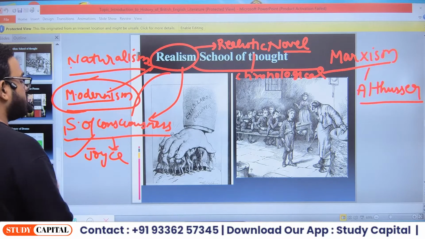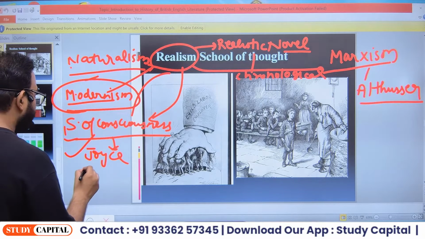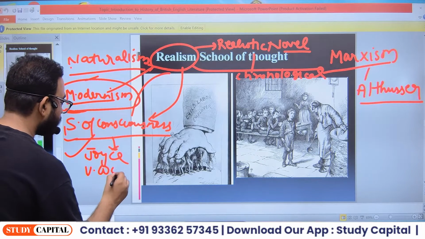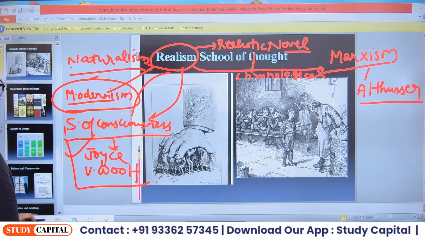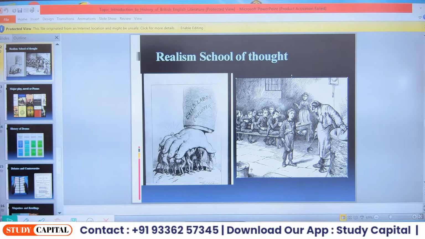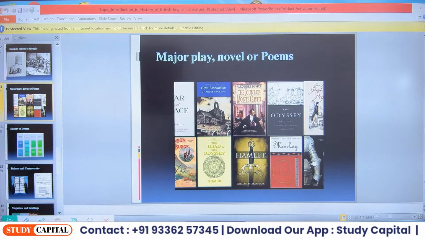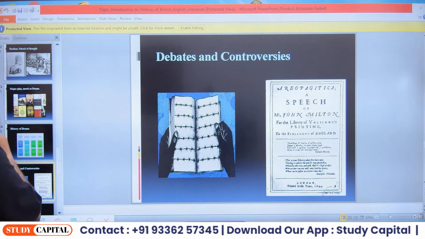Joyce's use of stream of consciousness is definitely 100% different from the way Virginia Woolf will use it, right? So within it you will also see differences. That is something that you have to understand. And this is just one school. There are more than 20 schools in British literature. Then you obviously have the major poems, novels, and their adaptations, right? The debates and controversies of every period.